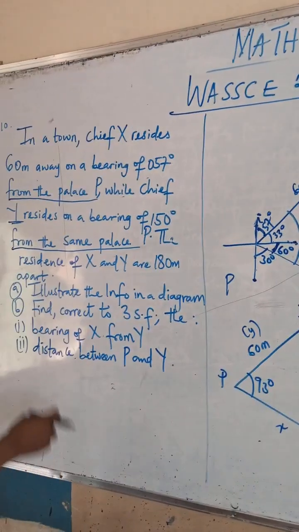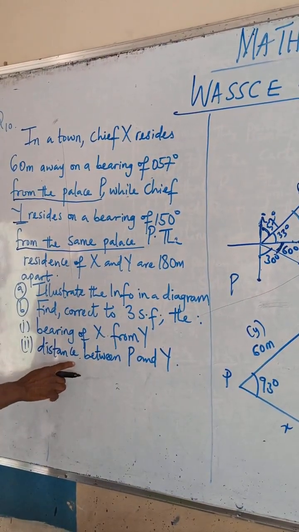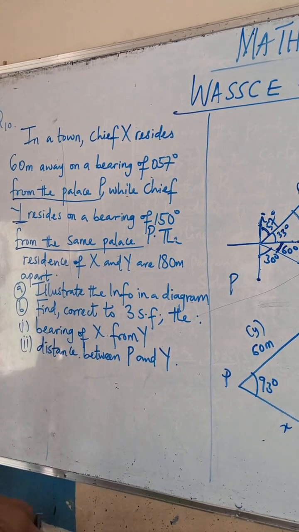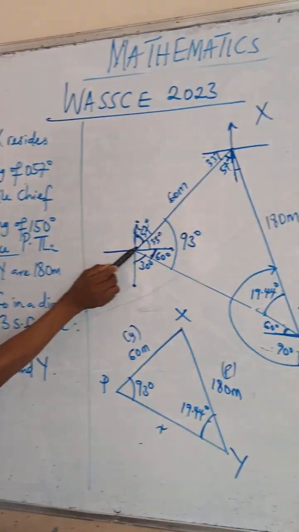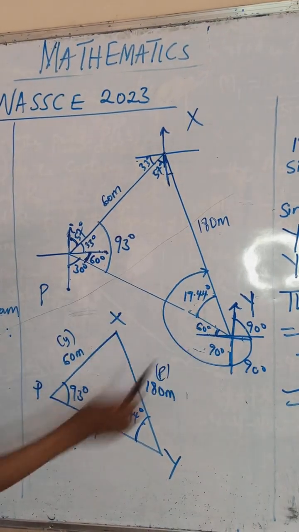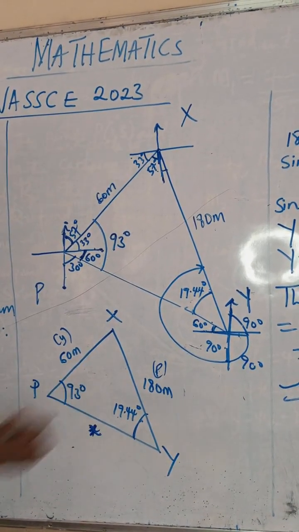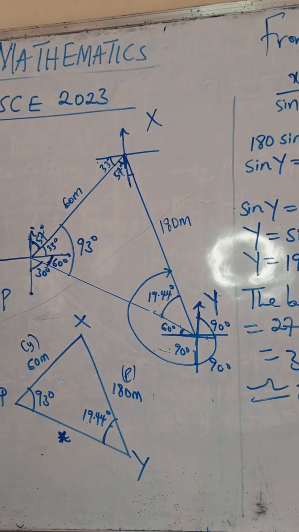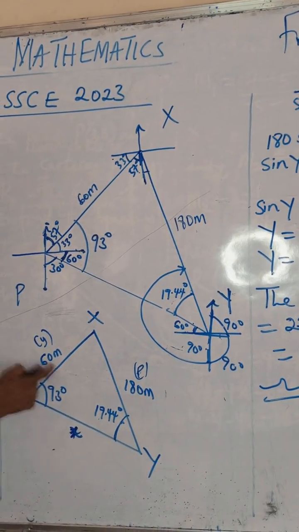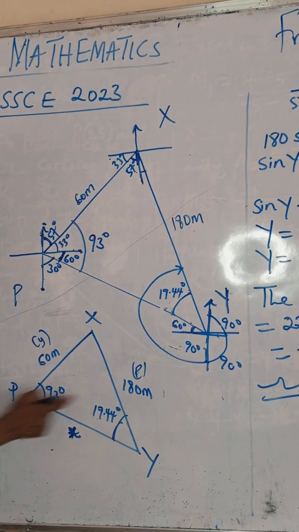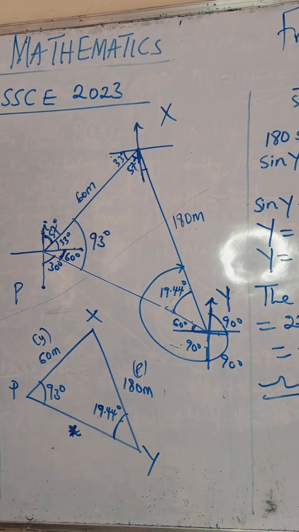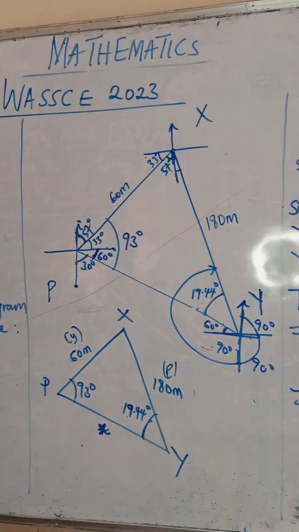The second part of the question says, find the distance between P and Y. Let's see. This is P and this is Y. We are looking for this length, PY. That is our x. That's what they asked us to find. So already we have these two complete. You can either go by cosine rule or we still go by sine rule. I like to use sine rule because sine rule is easy.